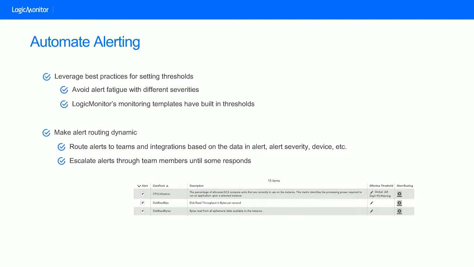So maybe all app-specific alerts go to dev and underlying infrastructure alerts go to ops. Or maybe all alerts pertaining to a particular AWS account go to both. With Logic Monitor, you can set up rules that determine how alerts are routed via text, email, or integration based on the resource and alert and other criteria. And you can have alerts escalate to other people if nobody responds to the alert, thereby ensuring that someone sees and takes action.